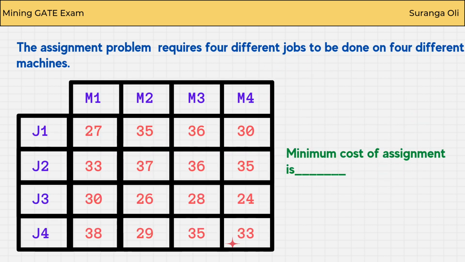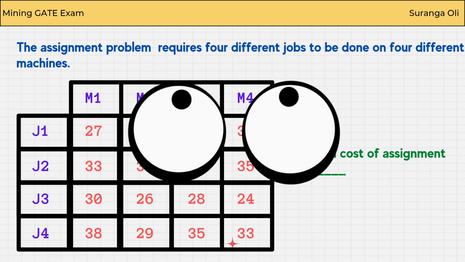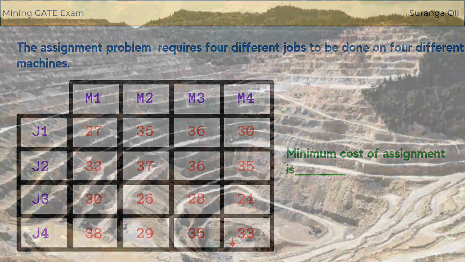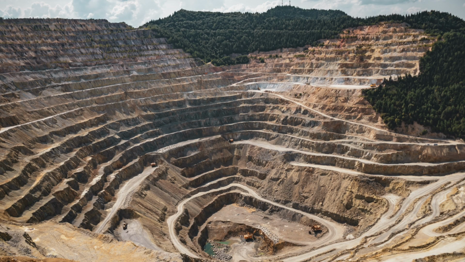The question is: the assignment problem requires 4 different jobs to be done on 4 different machines as given in the tabular column. In this question, we have to find the minimum cost of the assignment. By simply seeing the problem, we are not able to understand what they have given or what they have asked. In order to learn it easily, we are going to analyze this problem from a mining engineer's point of view.